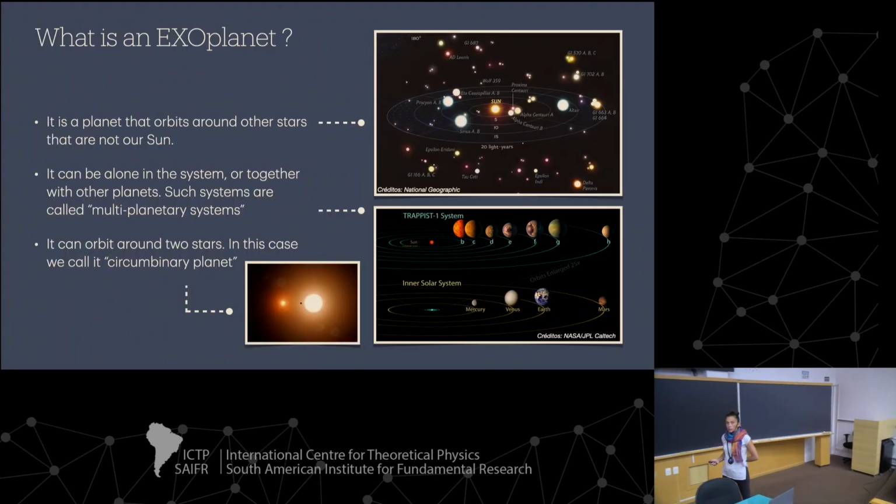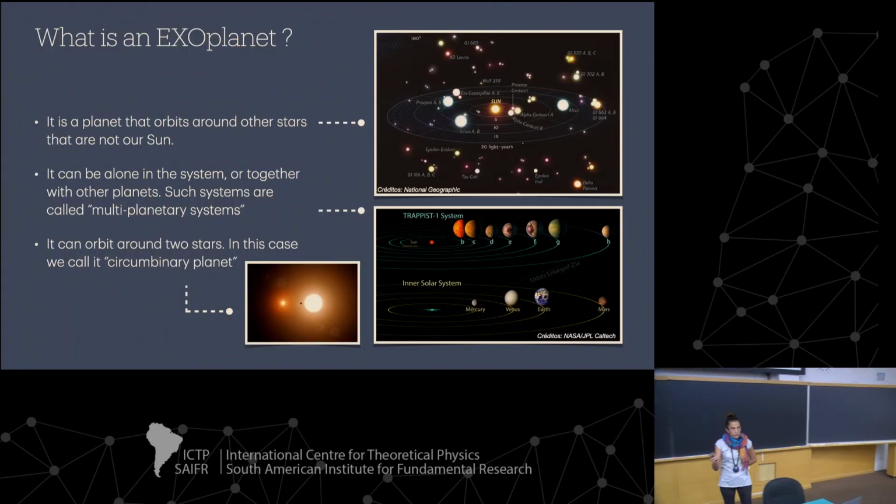Okay, but what is an exoplanet? We defined a planet, but an exoplanet is a planet that is outside the solar system, so it orbits other stars that are not our sun. A planet can be alone or also in a multiplanetary system like ours.